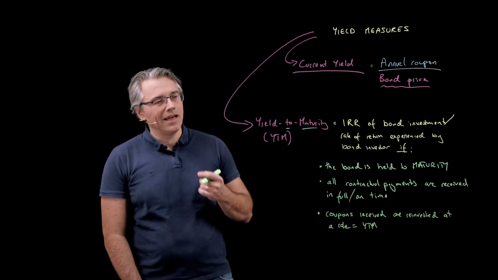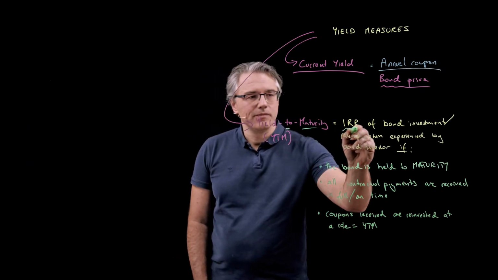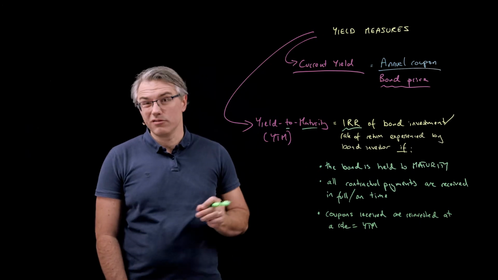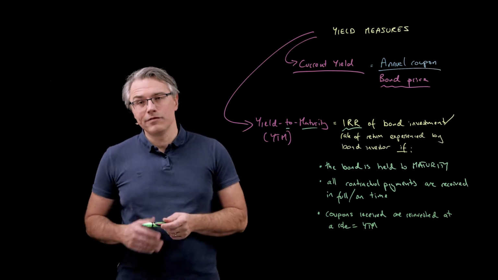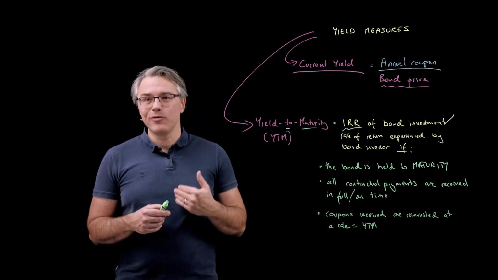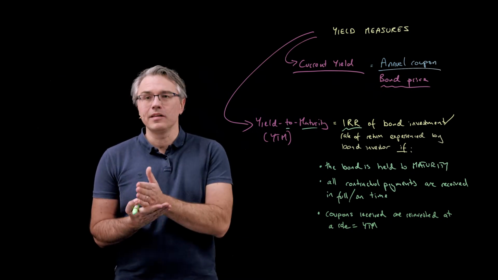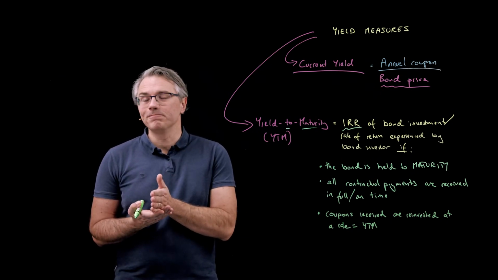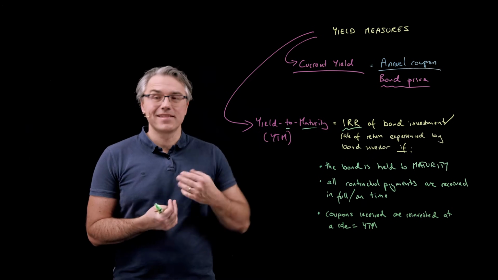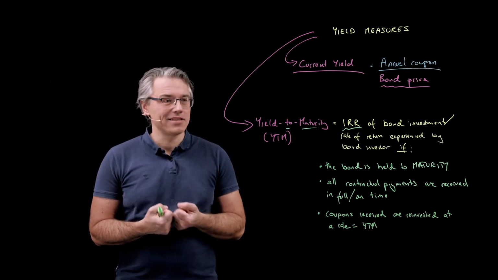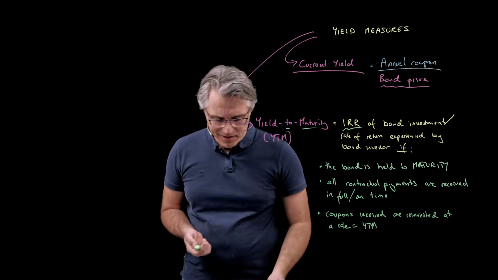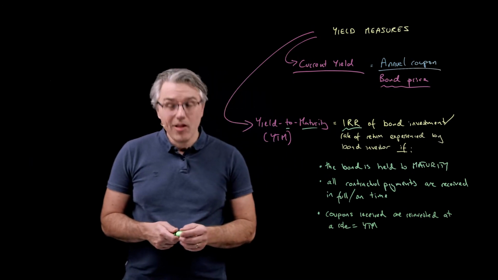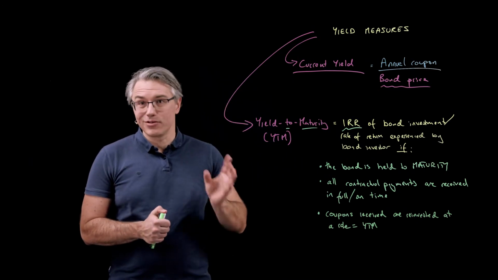So an IRR, which is what the YTM essentially is, only holds true if you reinvest all the intermittent cash flows at the same rate of investment as the yield to maturity, which isn't necessarily always possible, but it is a critical assumption of this measure.